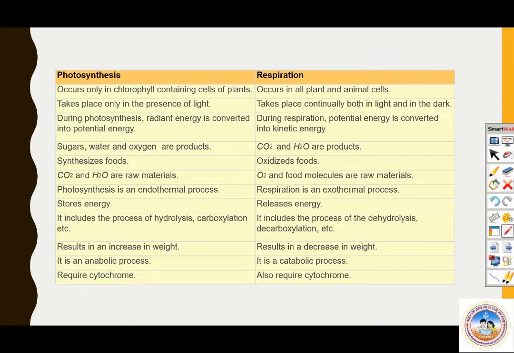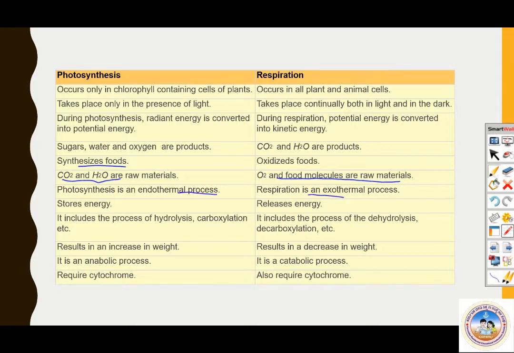Next one, sugar, water, and oxygen are the products of photosynthesis, whereas for respiration, carbon dioxide and water are the products. Photosynthesis synthesizes the foods, whereas respiration oxidizes the foods. In photosynthesis, carbon dioxide and water are the raw materials. Initially you give water and carbon dioxide, where the carbon dioxide gets reduced to carbohydrate, and water and oxygen are released along with the energy. Whereas here, oxygen and the food molecules are the raw materials, which get converted into carbon dioxide and water. Next, photosynthesis is an endothermal process.